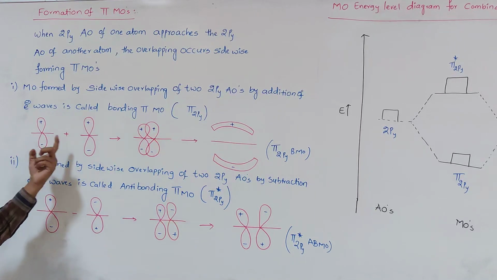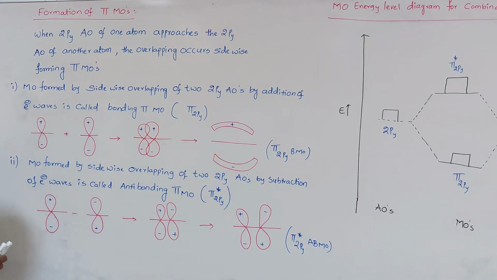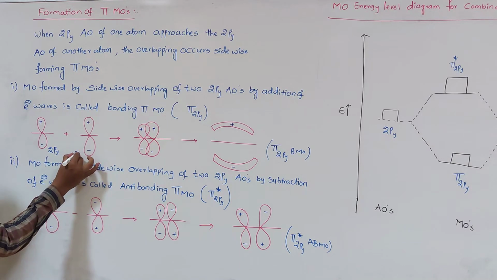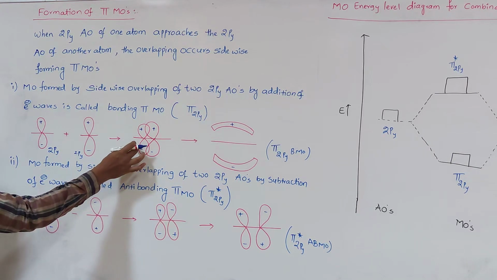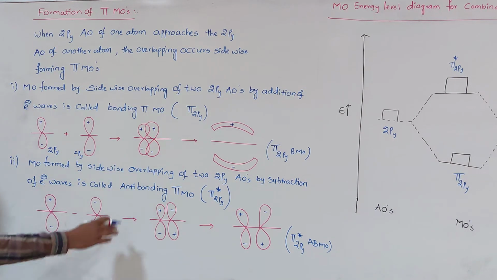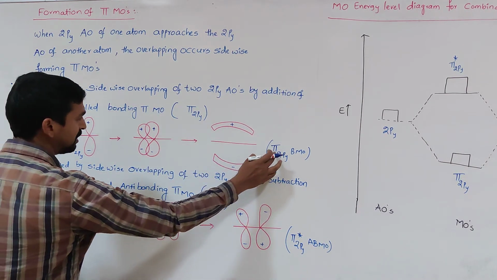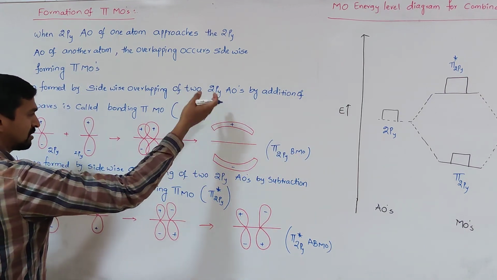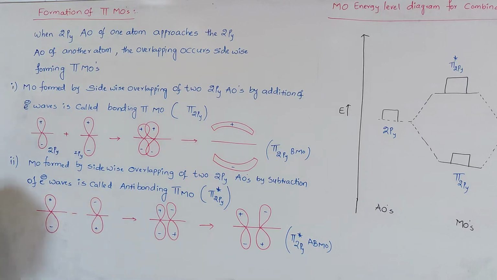So now here the two atomic orbitals 2py and 2py are brought close to each other. As a result, the sidewise overlapping takes place. Here the addition of electron waves takes place, which results in the formation of the pi 2py bonding molecular orbital. There is an electron cloud above the plane and below the plane.